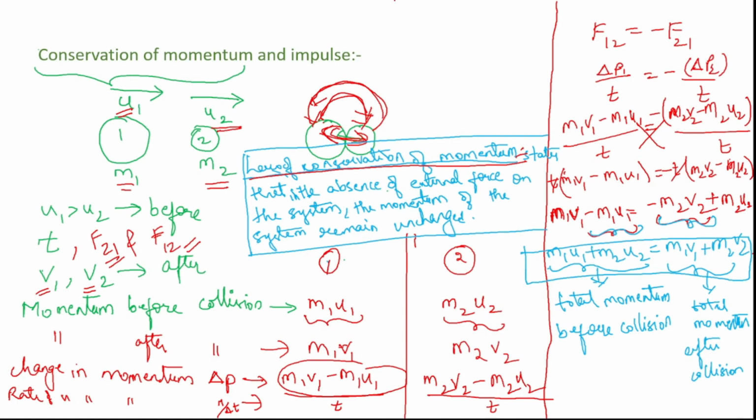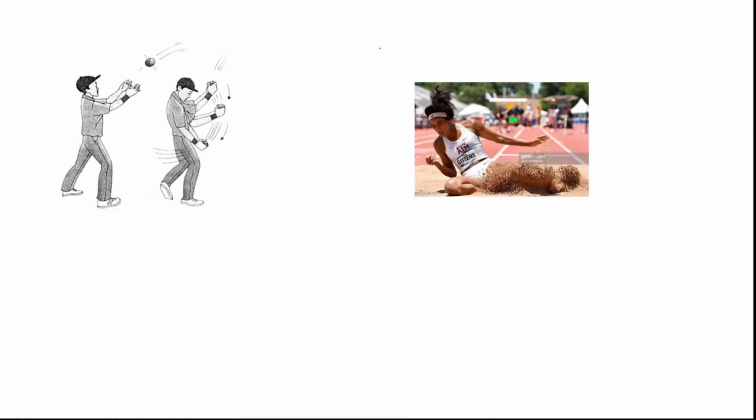Next, let us understand the meaning of the word impulse. Why does an athlete, while doing a long jump or pole vaulting, land on sand and not on a cement floor? And why does a fielder pull his hand backwards while catching a fast moving cricket ball? So in these two situations, what are we trying to do? We are trying to reduce the velocity and increase the stopping time. So the fielder, while catching the fast ball, pulls his hands backwards after catching the ball.